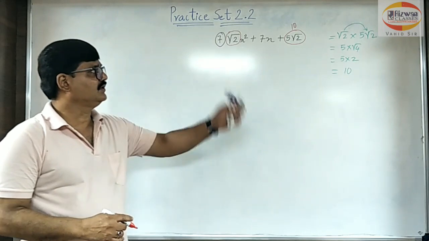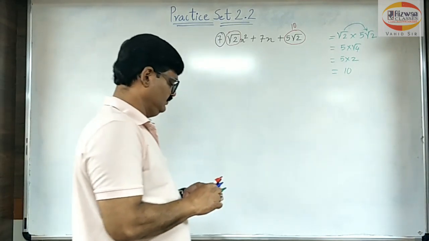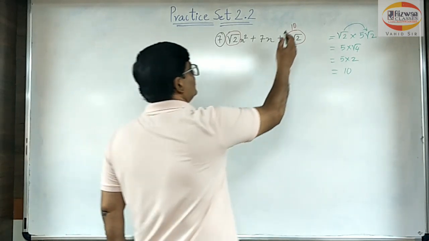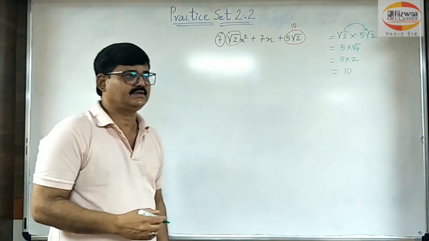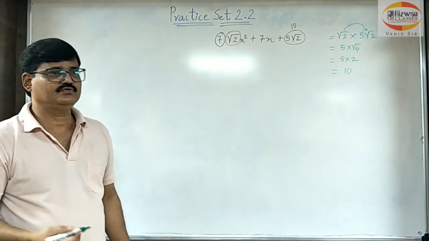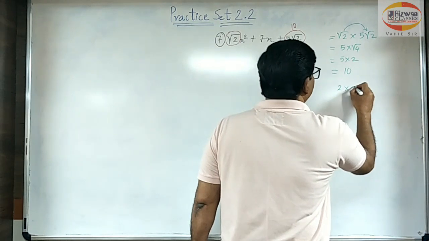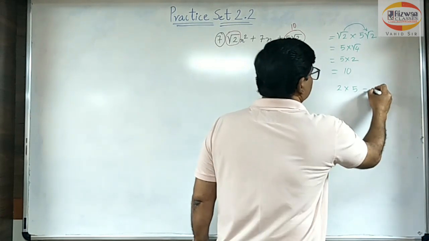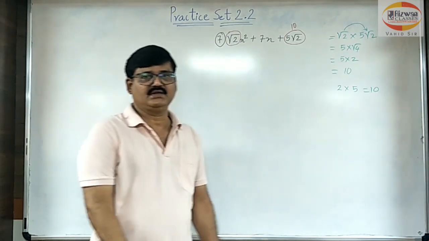Now you have to think according to that and find the factors. It's very simple: when you multiply you must get 10, and when you add or subtract you must get 7. 2 into 5 is 10, and 2 plus 5 is 7. Such simple factors can be found.